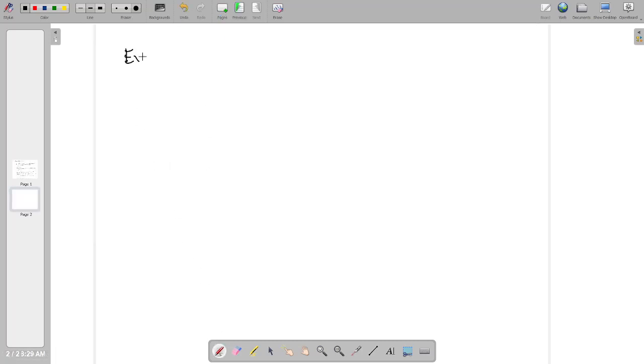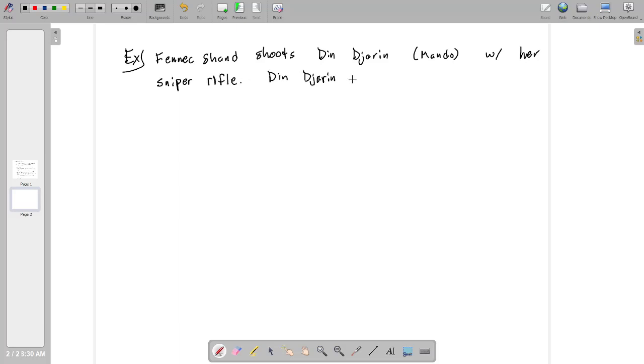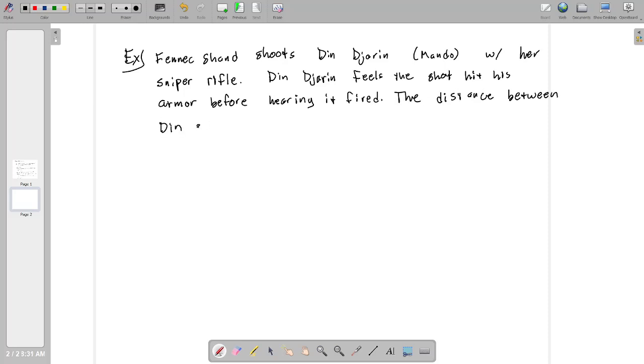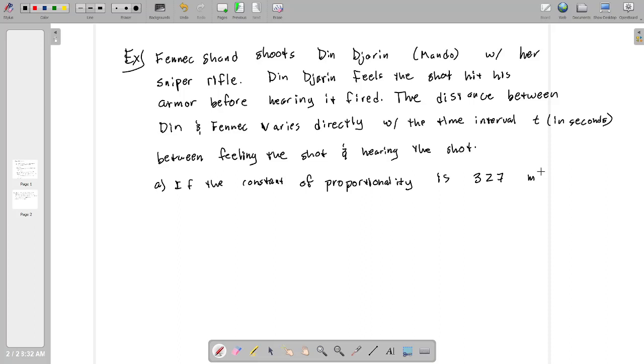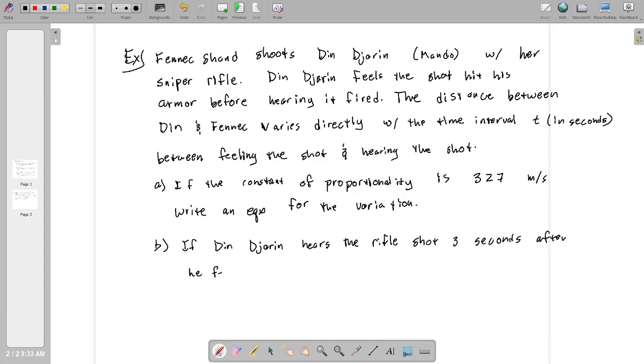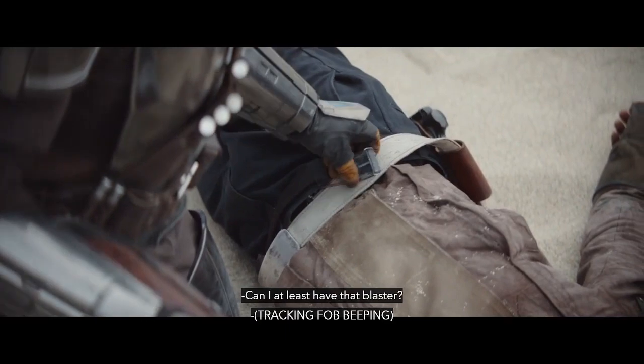Let's do another example here, one where we have to set up an equation. Fennec Shand shoots Din Djarin with her sniper rifle. Din Djarin feels the shot hit his armor before hearing it fired. The distance between Din and Fennec varies directly with the time interval t between feeling the shot and hearing the shot. Part A, if the constant of proportionality is 327, write an equation for the variation. Part B, if Din Djarin hears the rifle shot 3 seconds after he feels the laser bolt hit his armor, how far is Fennec?